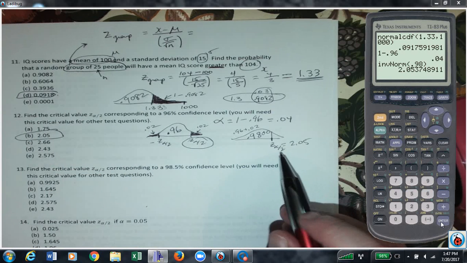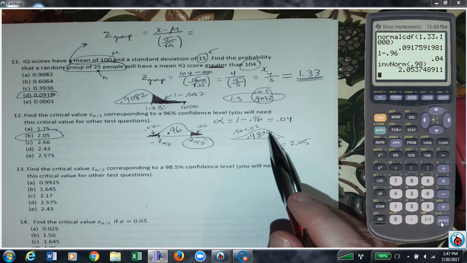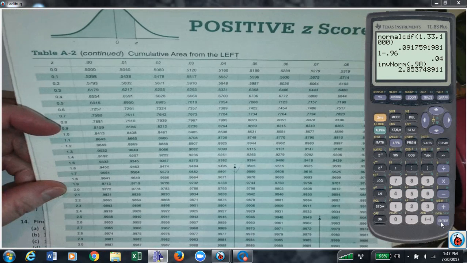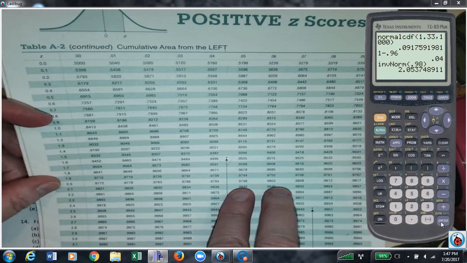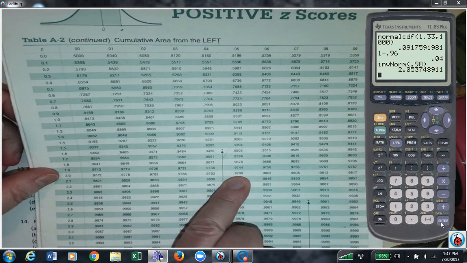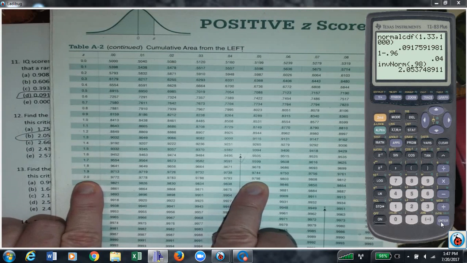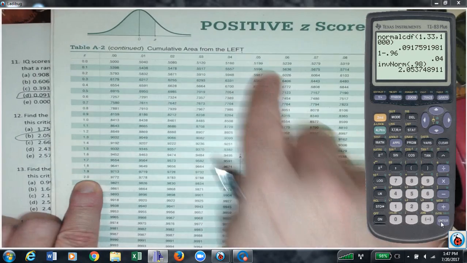Okay. Or once I figured out this left area, I try and find that area in the body of the chart. So look for 0.9800. It's not there exactly, but the closest one is 0.9798, and that corresponds to a z-score of 2.05. Okay, so I got the same answer.